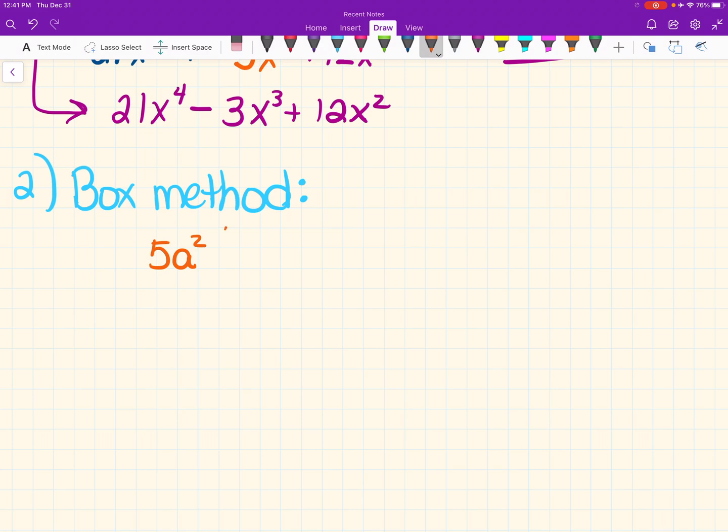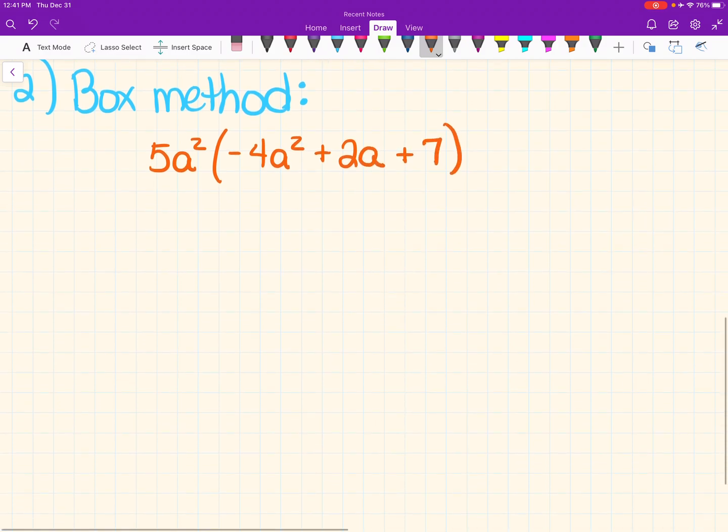5a squared times negative 4a squared plus 2a plus 7. And we're going to continue using this box method, so here's what I want you to realize. We're doing a monomial times a trinomial, so we need a 1 by 3 box.